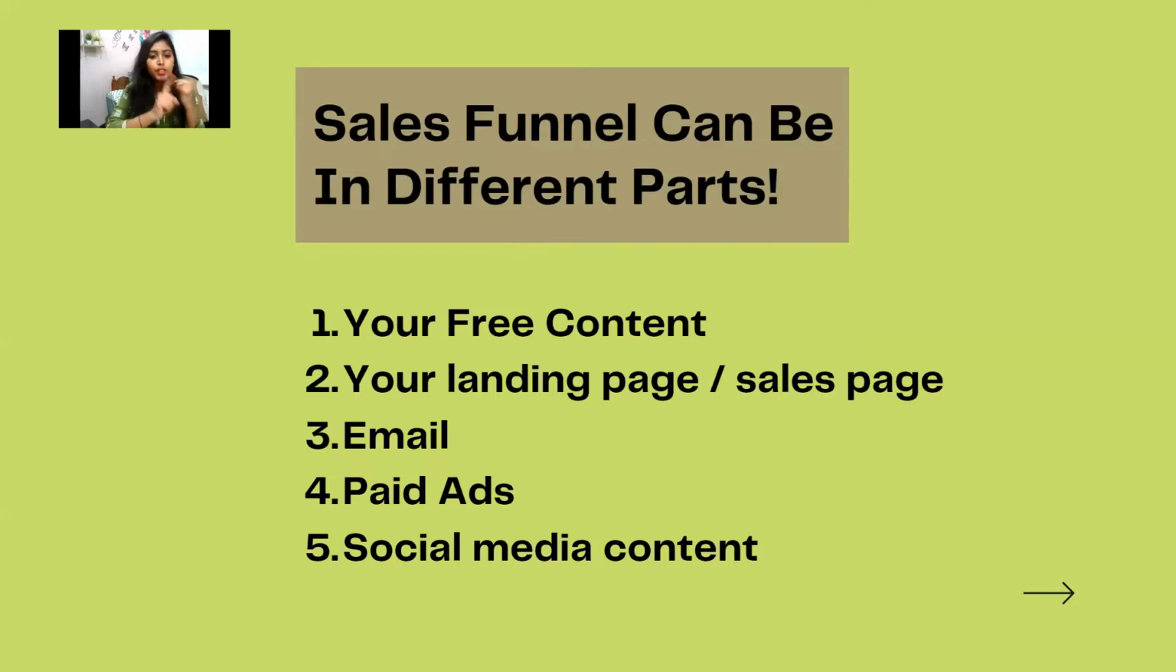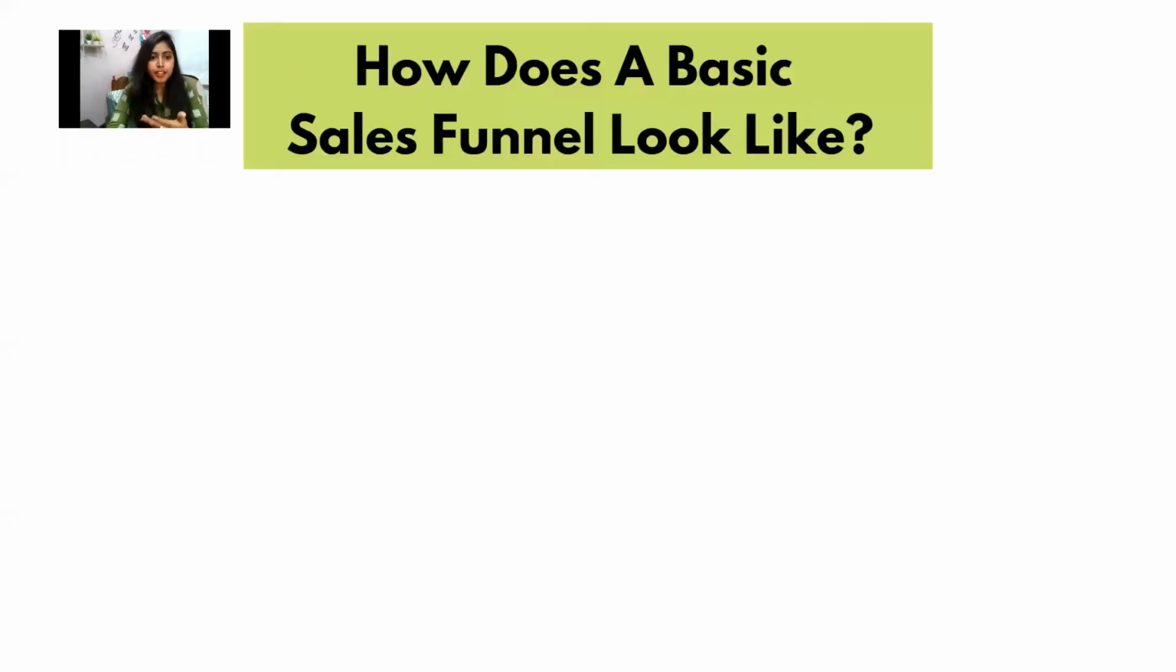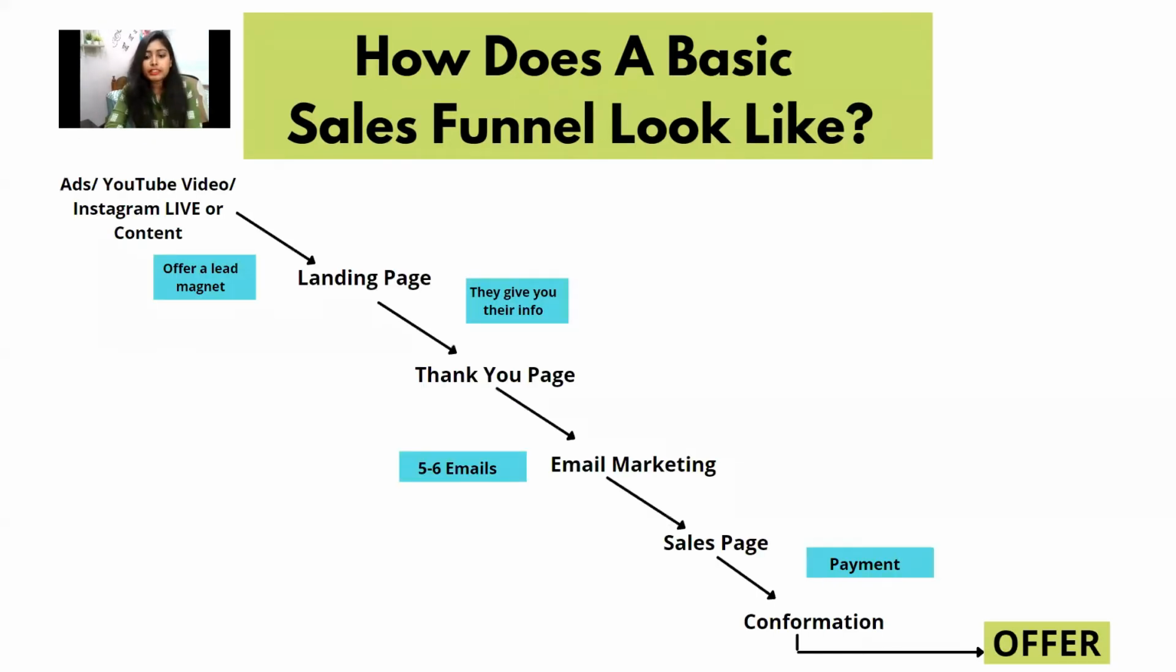So a sales funnel can be in different parts. It can be your free content, it can be your landing page, sales page, it can be your emails, it can be your paid ads, it can be your social media content. ठीक है. अब ये सब कैसे होगा, I'll tell you in the further slide, because अभी बोलूंगी तो आपको नहीं समझ में आएगा. ठीक है. So just understand that sales funnel can be in different parts. Your social media content, for example, जैसे कि हम further slides में देखेंगे, how does a basic sales funnel look like? Basic sales funnel जो सबको दिमाग में होना ही चाहिए कि क्या होता है if you have a social media presence basically. Cool. So this is the thing.